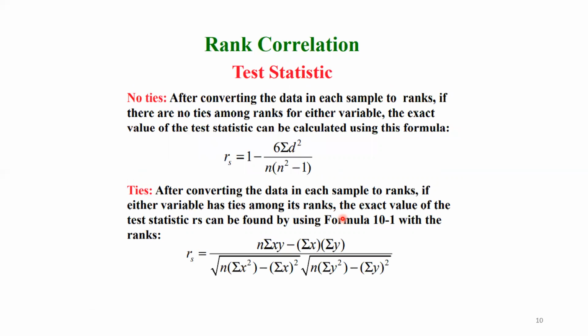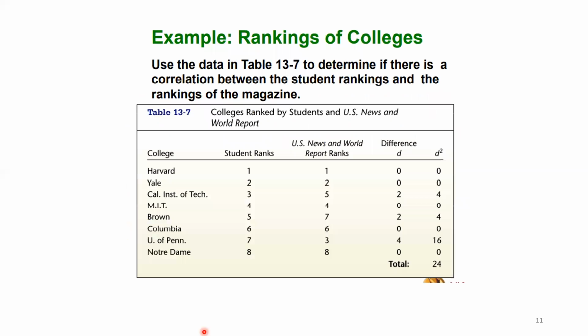Okay, again, we are at the stage of the correlation test. Now the test statistic. After converting the data in each sample to ranks, if there are no ties among ranks for each variable, the exact value of the test statistic can be calculated using this formula. So we can use this formula for the test statistic. This is the Pearson formula.